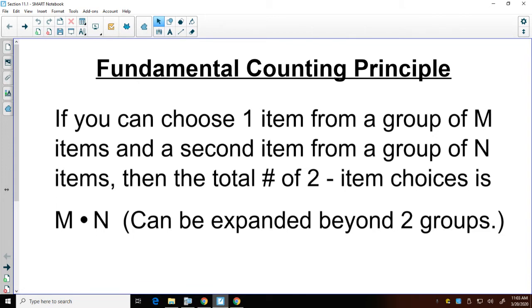So that's all the fundamental counting principle is saying: you're going to pick from this group, you're going to pick from the second group, you're going to pick from the third group, and I want to know how many ways we can do that.